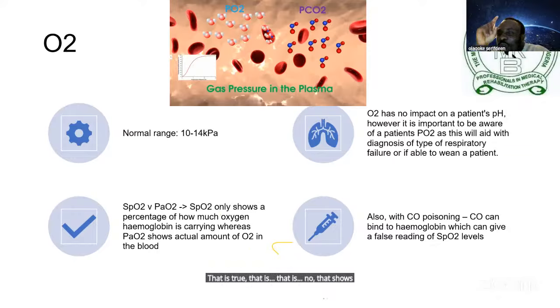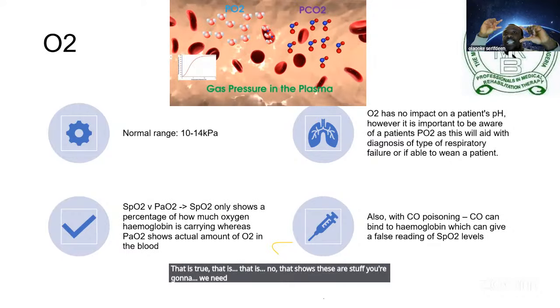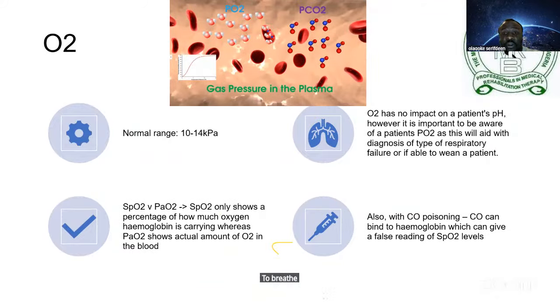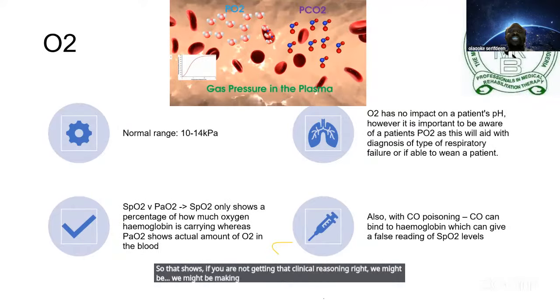These are things we need to be conscious of when we are checking ABGs. Some people just look at it and the oxygen is normal because it's between 10 to 14. What are you saying? Somebody is using 100%, the highest oxygen you can give somebody in the hospital, to breathe 12, and they are saying it's normal. That's not normal for them. So if we are not getting that clinical reasoning right, we might be making a wrong decision for that patient, and they might likely die.